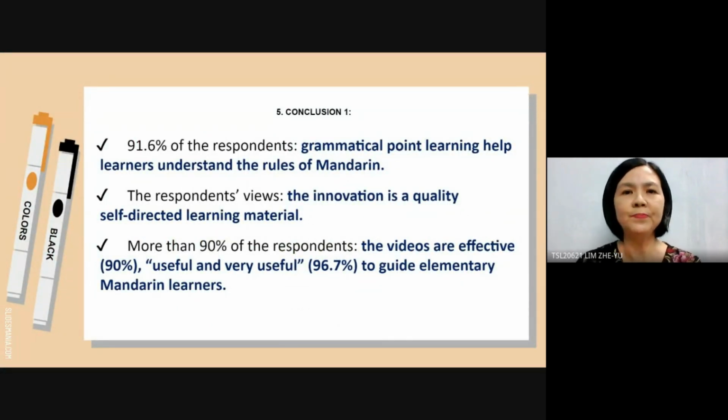As a conclusion, 91.6% of the respondents admitted that grammatical point learning will help learners understand the rules of Mandarin. The respondents perceive that innovation, that is, the Mandarin grammatical point video, is a quality self-directed learning material. More than 90% of the respondents recognize that the videos are effective, useful and very useful to guide elementary Mandarin learners.